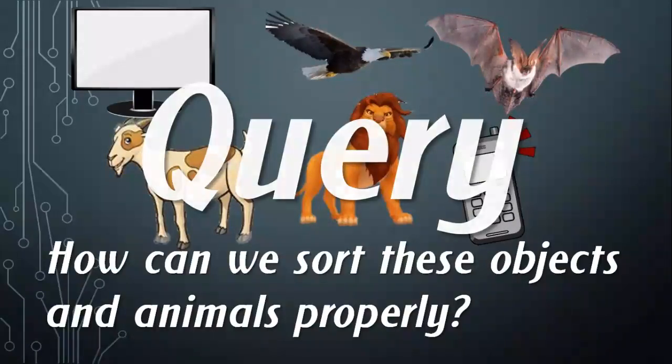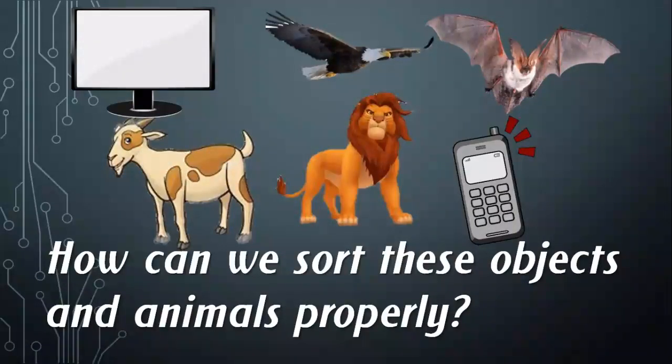So we have a television, an eagle, a bat, a goat, a lion, and a mobile phone. What are their similarities? What are their differences? Write out the 6 listed here in your jotter. Have you done so? Now let us play a game with it.